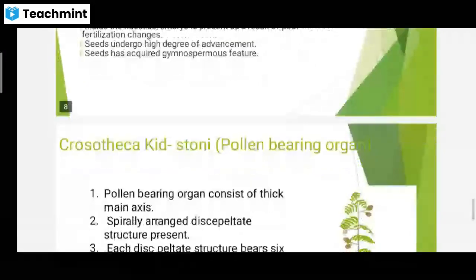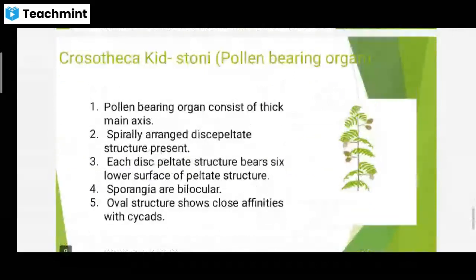Next is pollen bearing organ, that is Crossotheca kidstoni. Pollen bearing organ consists of thick main axis, spirally arranged platelike structures present. Each platelike structure bears six sporangia on the lower surface. Sporangia are bilocular. Oval structure shows close affinity with cycads.